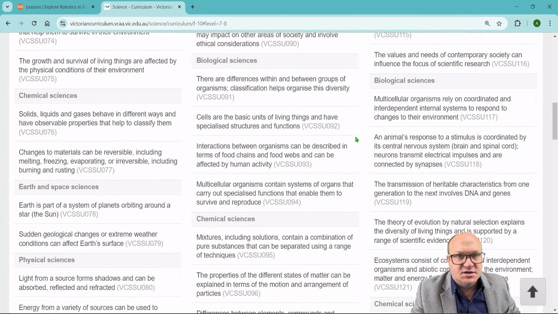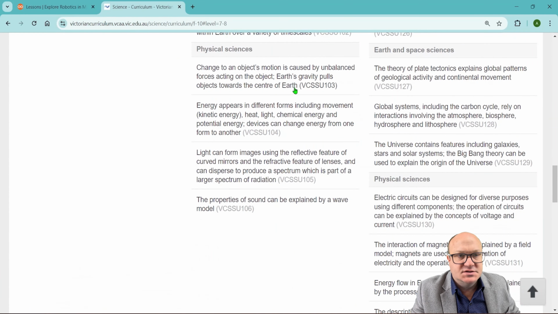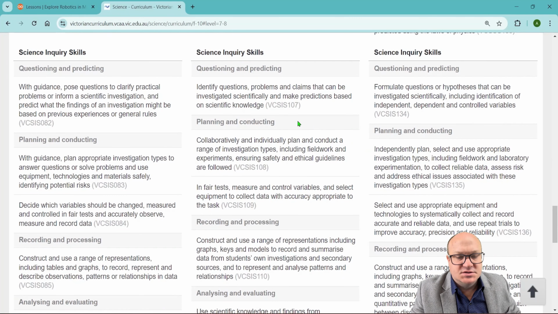Finally, in the science curriculum, we have the physical sciences, where you can explore topics like forces and motion, using Alvik as a demonstration for how forces are acting on the robot as it moves. You can also link to the science inquiry skills, once again using Alvik sensors to investigate conditions in the environment.